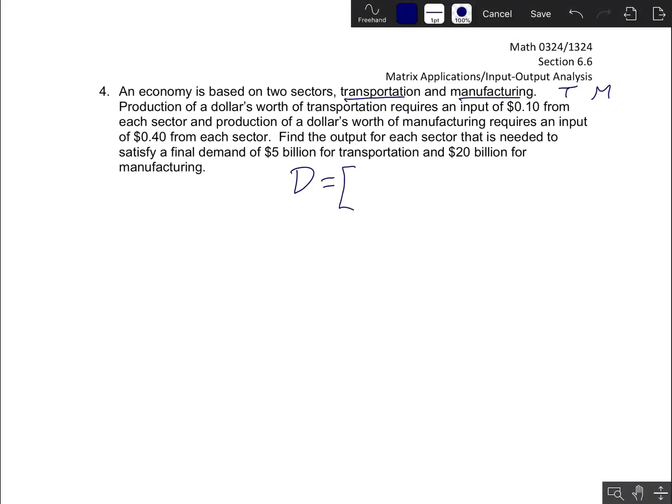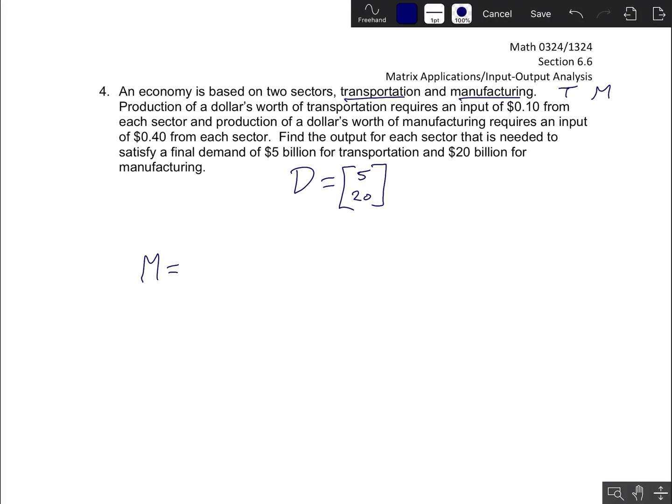So here we can already set up the demand matrix. The demand matrix is going to require 5 billion in transportation and 20 billion for manufacturing. If you'd like, you can just write 5 and 20 with the understanding that your units are in terms of billions of dollars, but it's also fine to actually write out 5 billion and 20 billion. I would recommend against that though. It's easier to just choose the units, billions of dollars. So we have the matrix D.